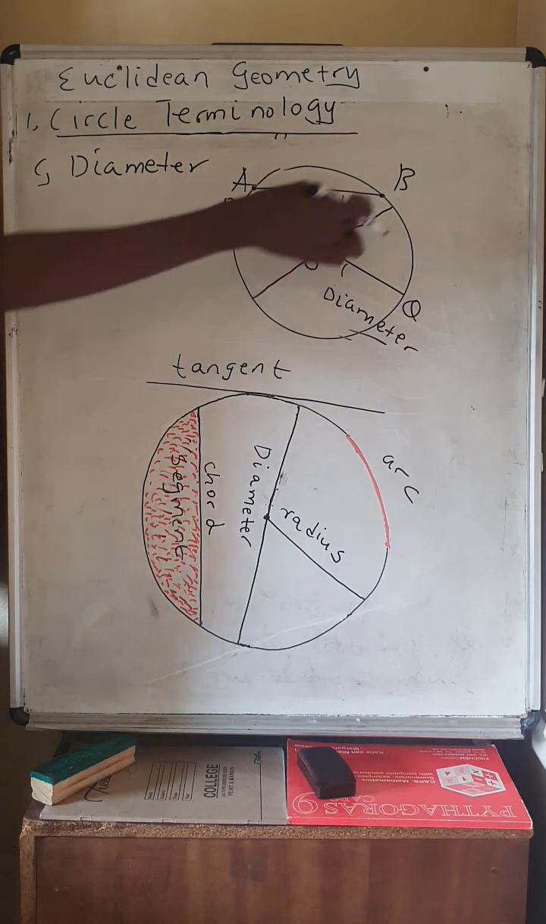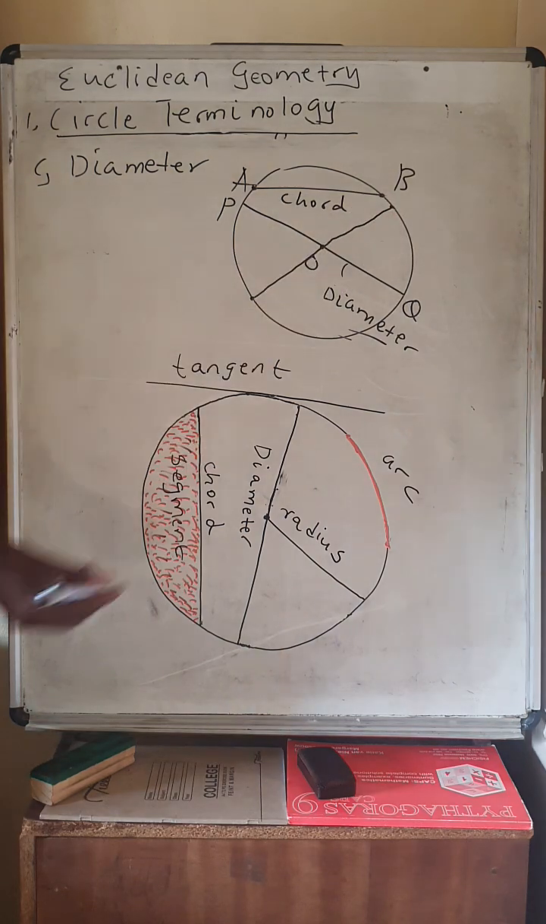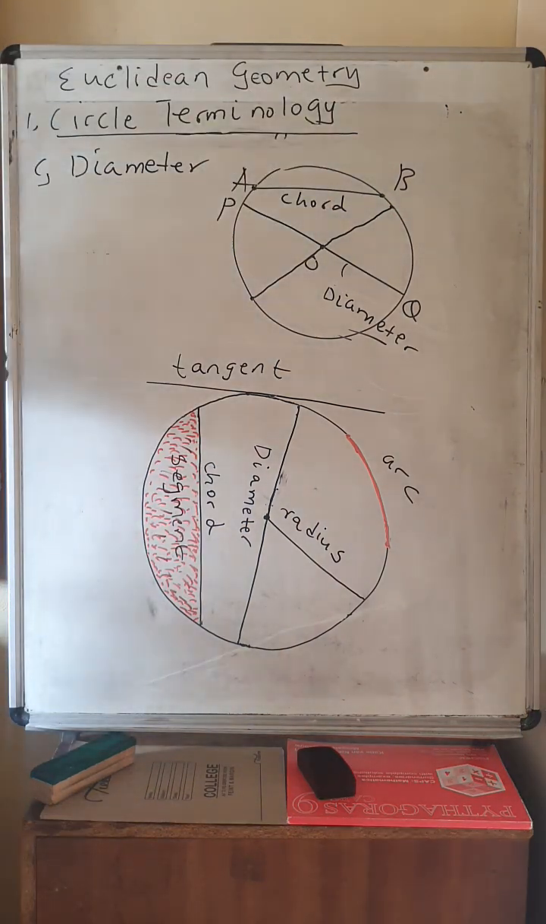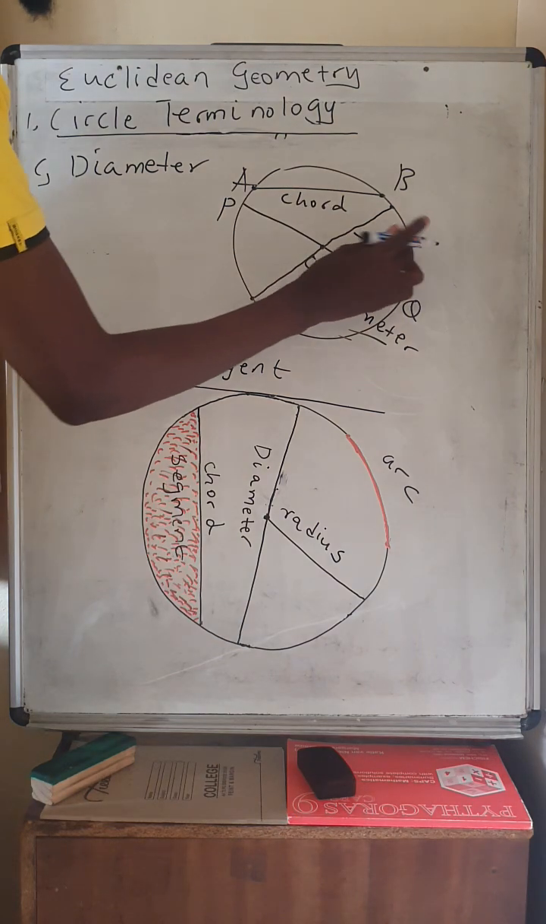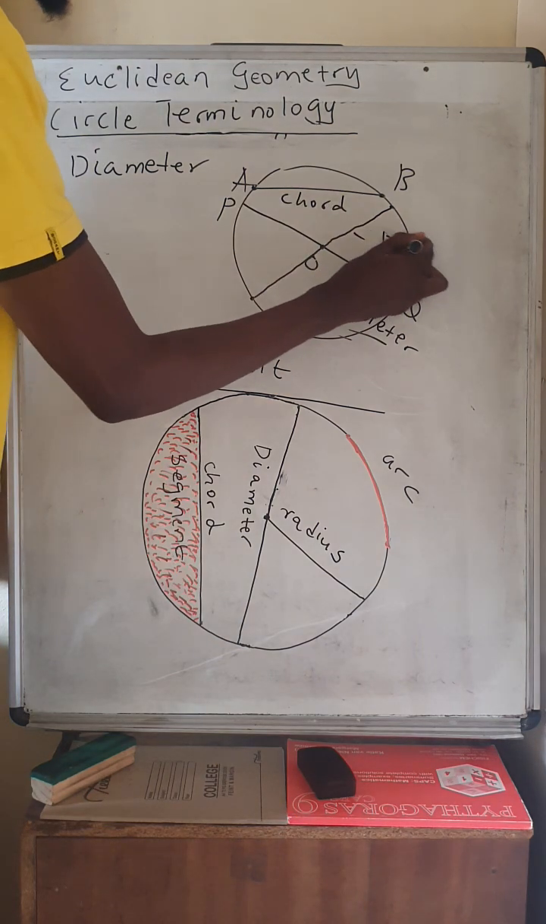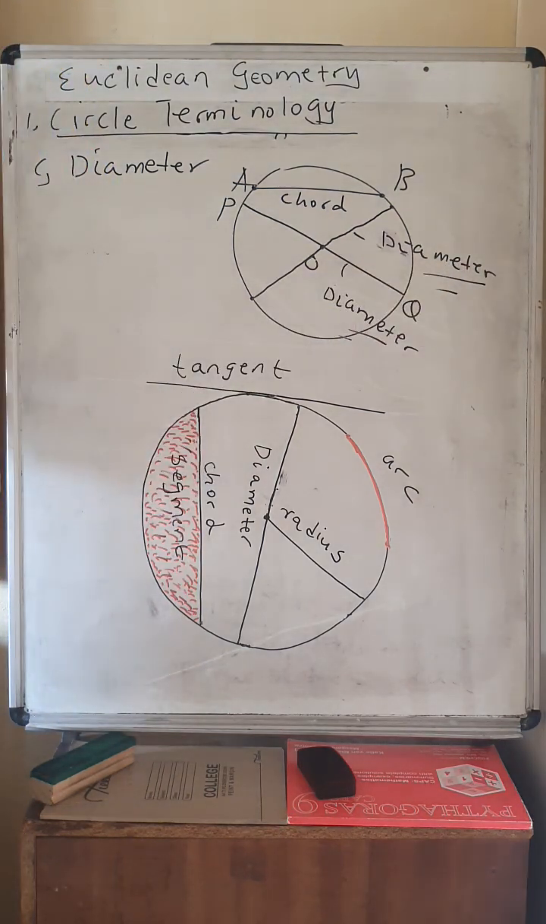I can have something like this again. You can see this is also a chord, because it joins two points along the circumference and it passes through the center. Therefore, this chord will be given a name. It will be called a diameter. A chord that passes through the center will always be called a diameter.